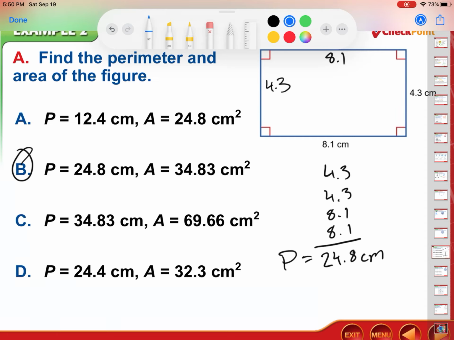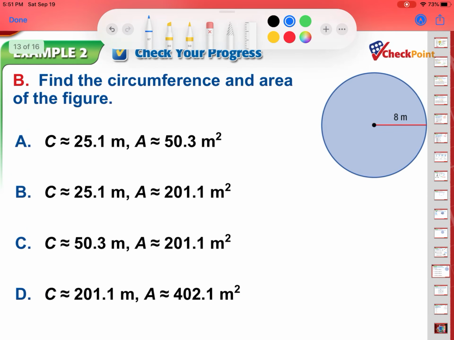So 8.1 times 4.3 is going to be our area, which, let's punch it in the calculator. It does equal 34.83 centimeters squared for our area. So that checks out. We're all fine and dandy. We'll do this problem too, and then we'll call it. And then I'll make a separate video for the last 2 problems because they are bears, let me tell you.